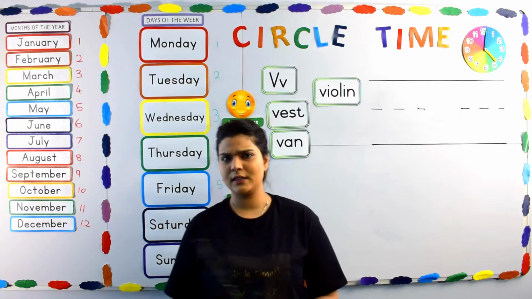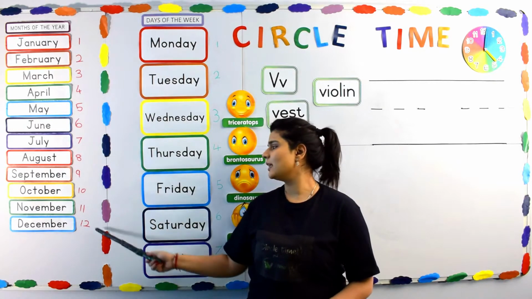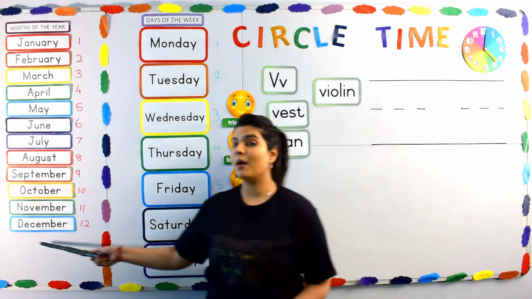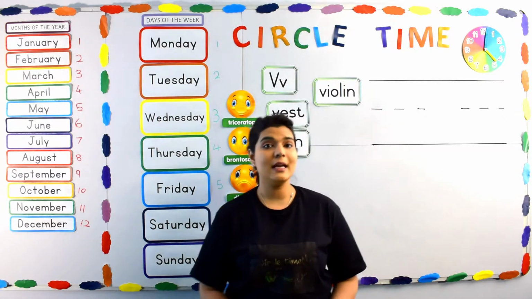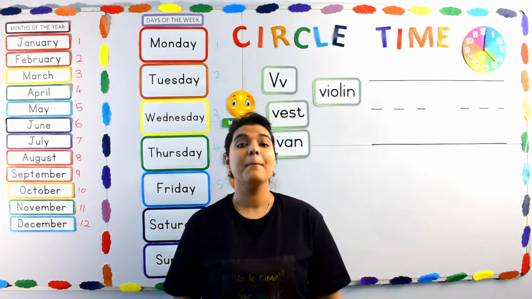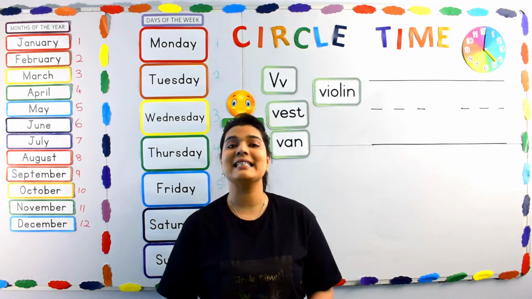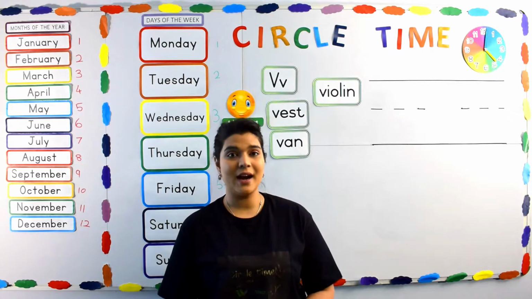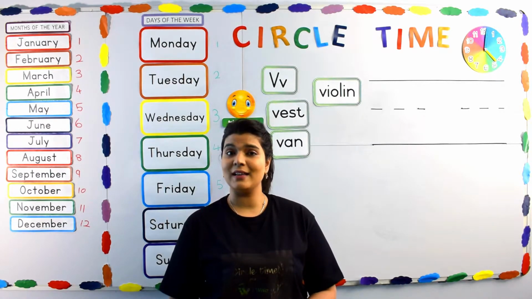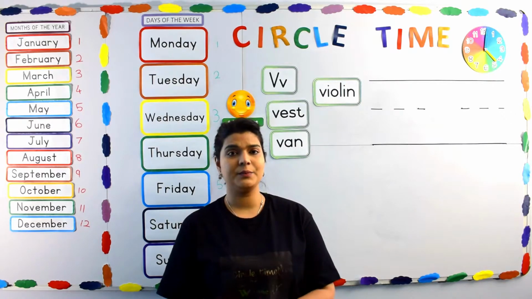Let's think about it. If there are 12 months in the year, the last month of the year will be month number 12. And which is month number 12? Month number 12 is December. So December is the last month of the year. Great job you guys, you're doing amazing.